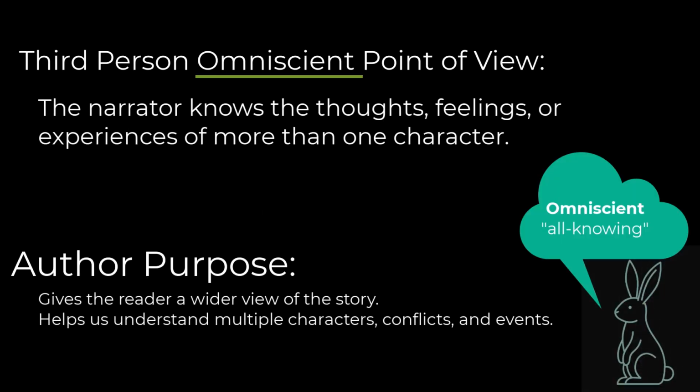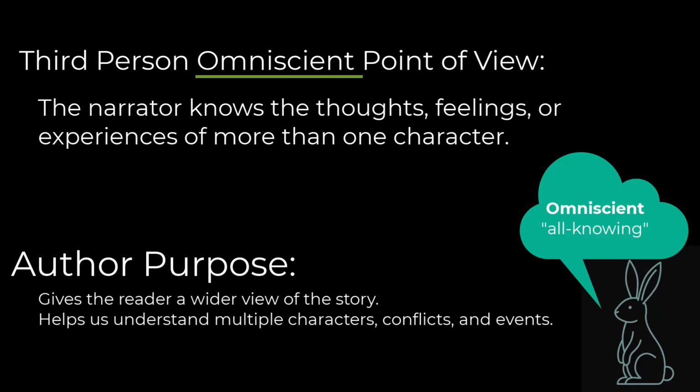Third person omniscient point of view. Third person omniscient point of view means the narrator knows the thoughts, feelings, or experiences of more than one character. The word omniscient means all-knowing. The narrator may move between characters, allowing the reader to understand several perspectives. An author may use third person omniscient to give the reader a wider view of the story. This can help us understand multiple characters, conflicts, and events, and it can create dramatic irony.